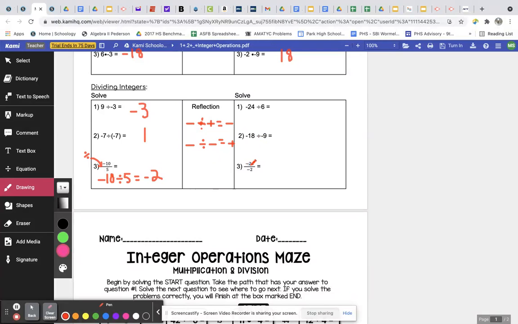Now your final ones here are negative 24 divided by 6, negative 18 divided by negative 9, and negative 26 divided by negative 2. Again, I'd like you to try this on your own. Pause the video, and when you're ready, come on back right here, and we'll be here.